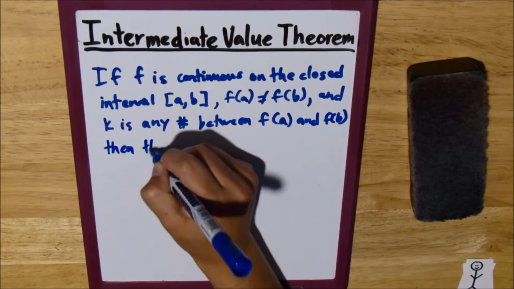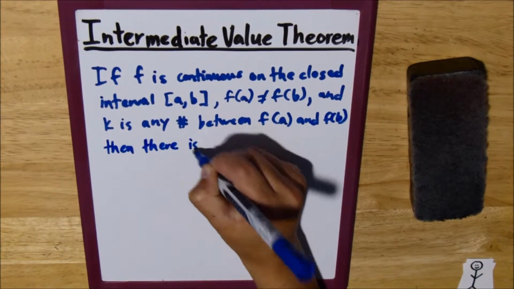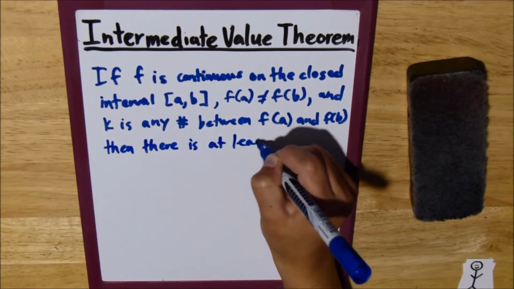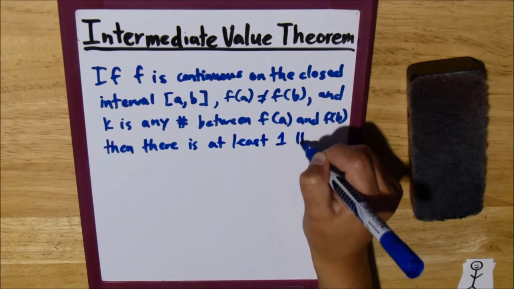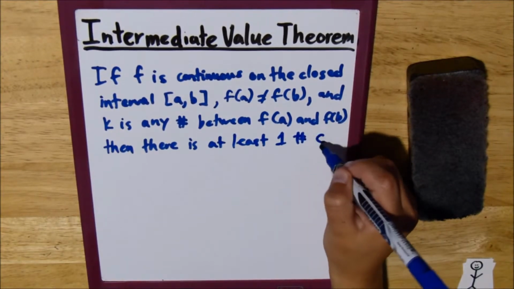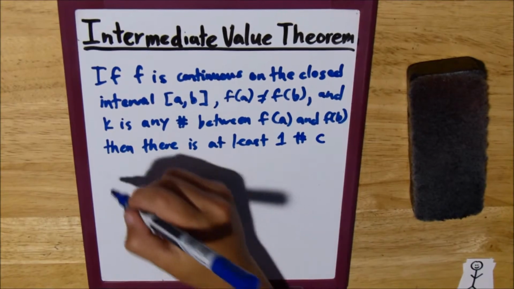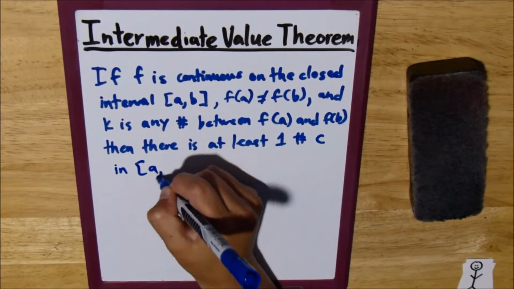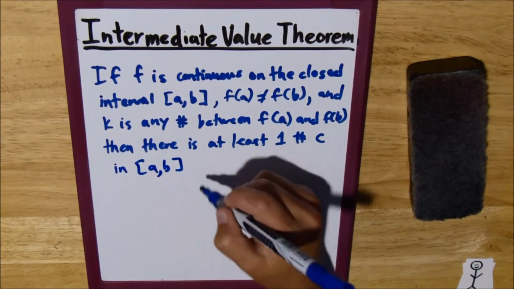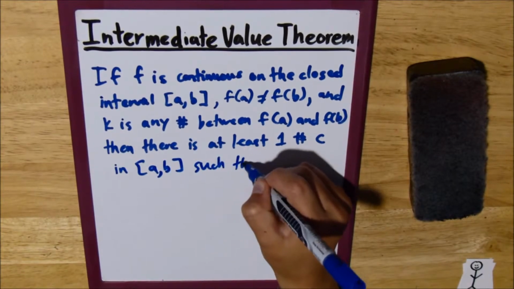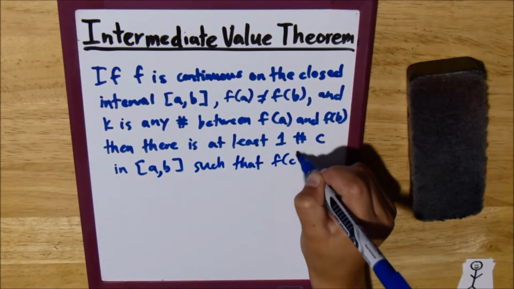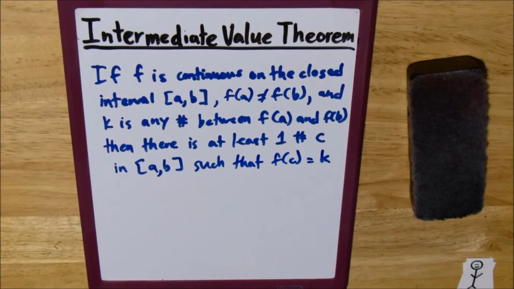then there is at least one number, C, just some number, in the interval AB, such that f of C equals k.